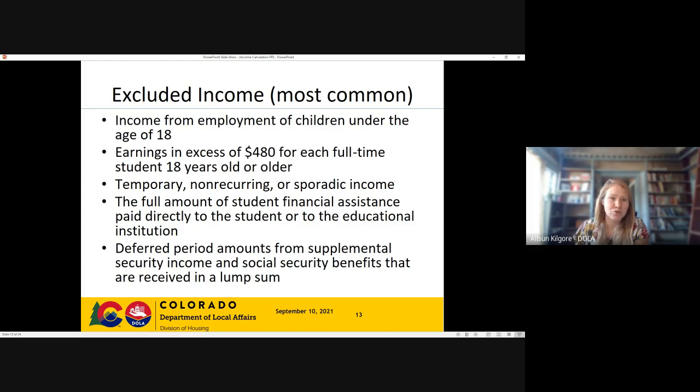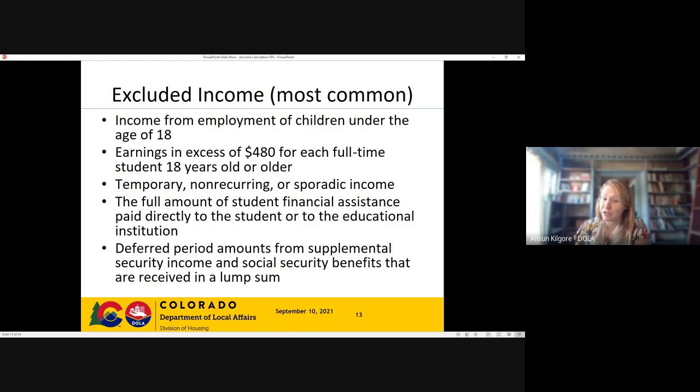If you have students that are 18 or older, you're going to exclude earnings in excess of $480. Any temporary, non-recurring, or sporadic income. And that is the one that is the most confusing, I think, across the board to define: temporary, non-recurring, or sporadic. So that would be things like, I mowed the lawn for my neighbor one time. He gave me $20 when he was on vacation. I'm not going to do it again. It was just a one-time thing.